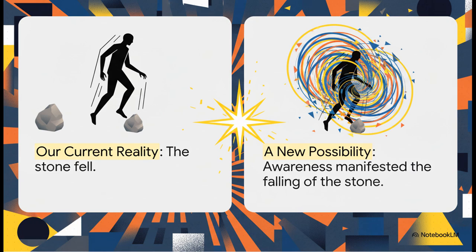So just look at this. On the left, you have our everyday reality. The stone fell. It's a fact. It happened over there, separate from us. But then look at the possibility on the right. Awareness manifested the falling of the stone. Whoa. Suddenly, the observer isn't separate at all. You're woven into the event itself. This shift is the key to everything we're talking about.